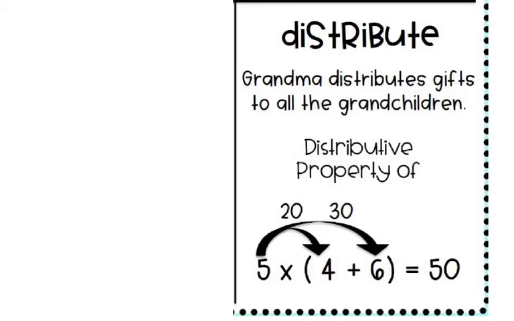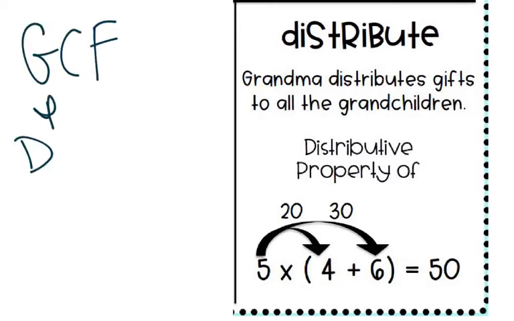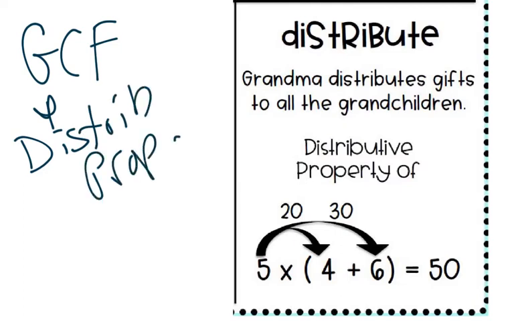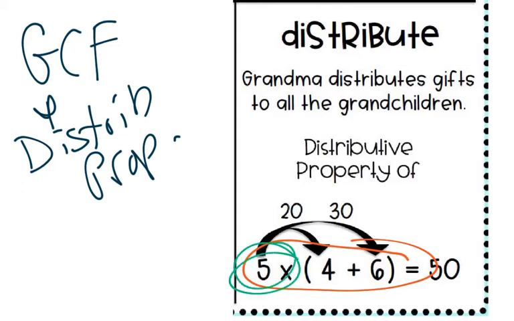Okay, so we are going to talk about something called greatest common factor in distributed property in this video. Okay, so when you think about distributed property, it is a mathematical property where you're using parentheses, as you see here, and you have a number outside parentheses that is going to be multiplied or distributed to each term inside your parentheses to come up with a new expression.